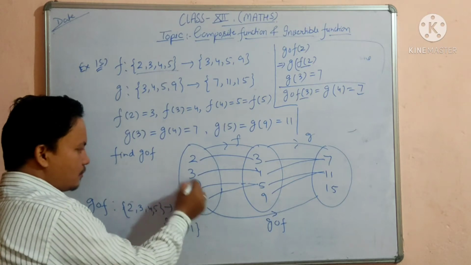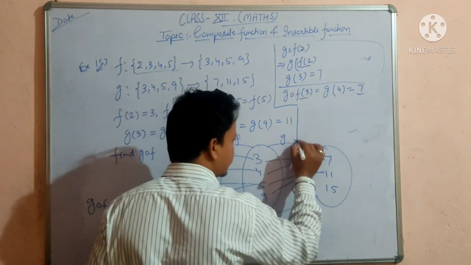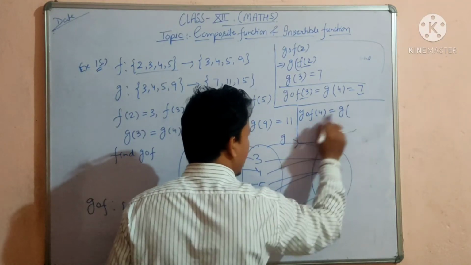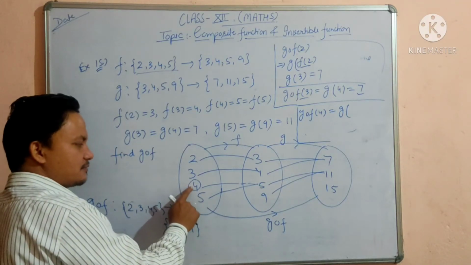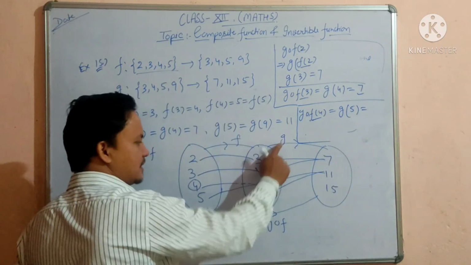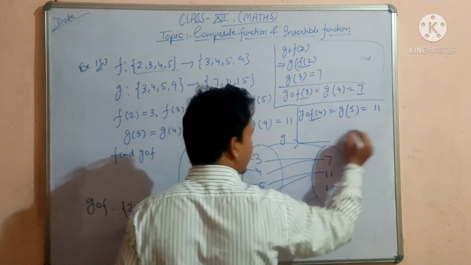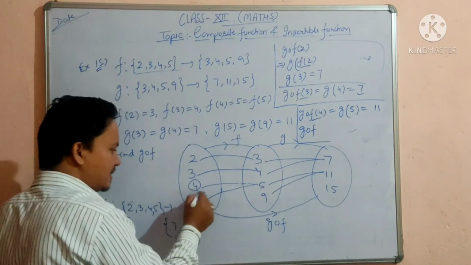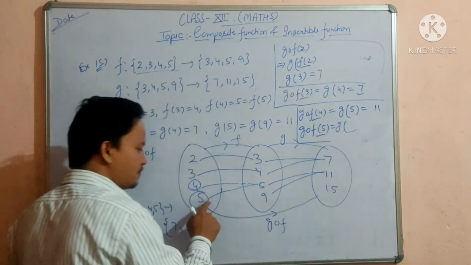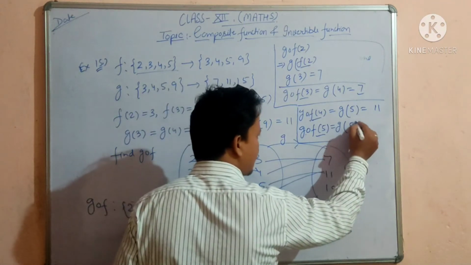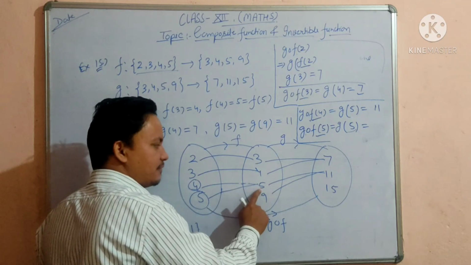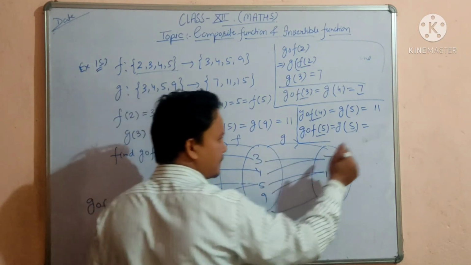Now the next element is 4. So here I am writing it. GOF 4, that is g of f of 4. What is f of 4? The f image of element 4 is 5. So f of 4 will be 5 here. Now what is g of 5? The g image of element 5 is 11. So this will be 11. In a similar manner, the next element is 5. So GOF of 5, that is g of f of 5. What is f of 5? F of 5 is 5. What is g of 5? G of 5 means the image of point 5 under the function g. So g of 5 is also 11.